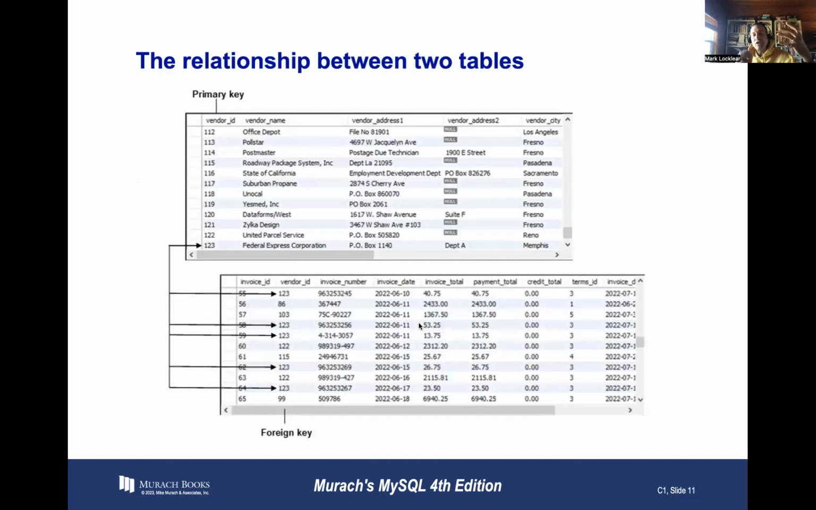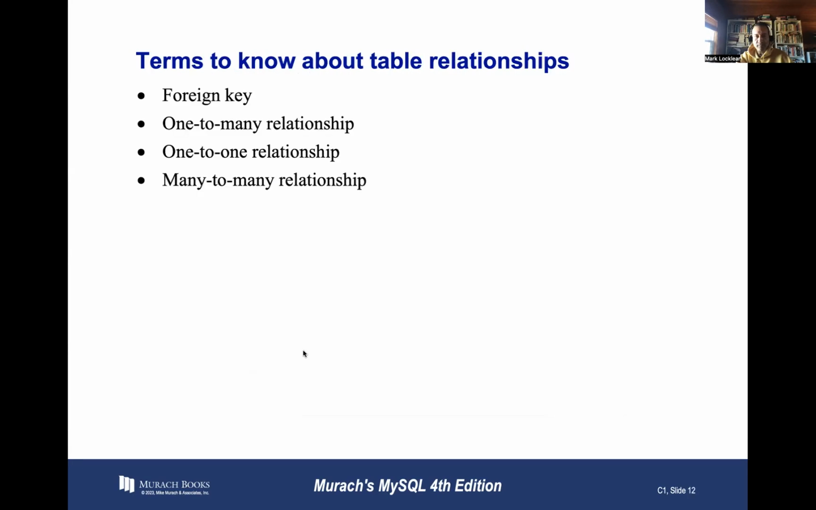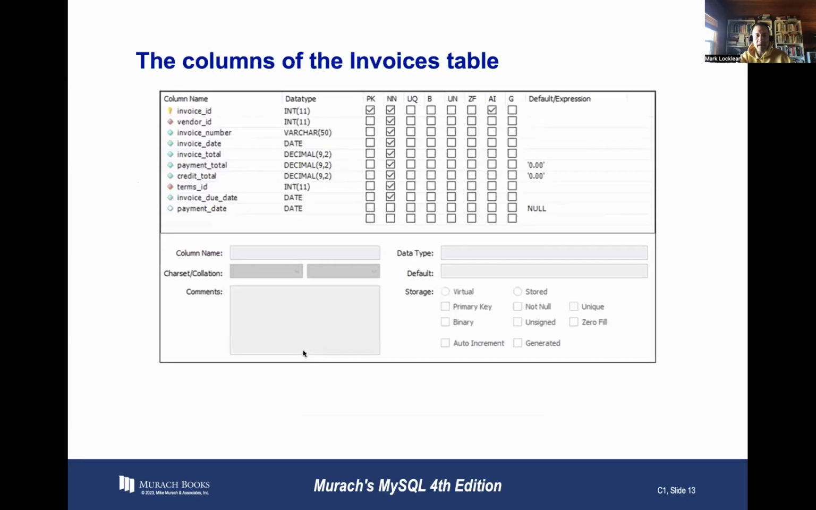Because the only way to uniquely identify a particular vendor is by that vendor ID. And then when we uniquely identify what vendors are associated with an invoice, that's what that vendor ID does for us here. So again, this idea of a primary key is going to be huge going forward. So let's keep that in mind. Okay, columns in an invoice table.